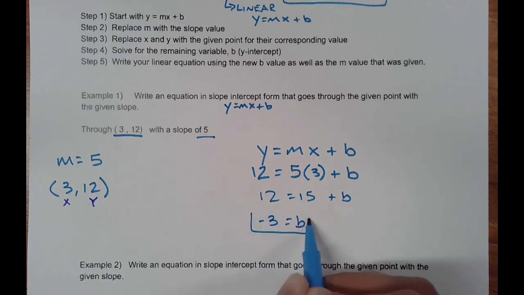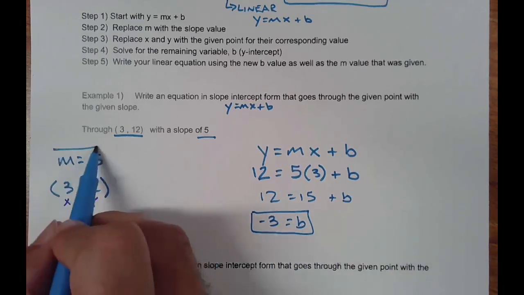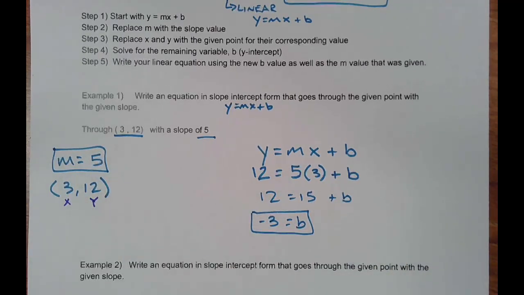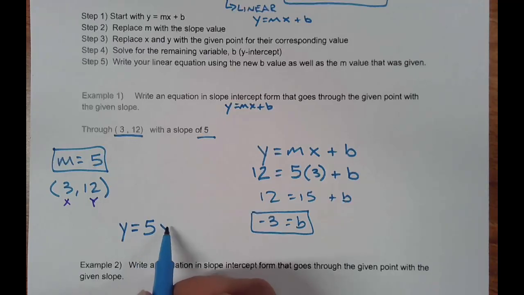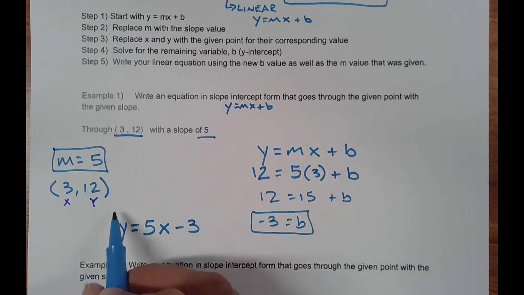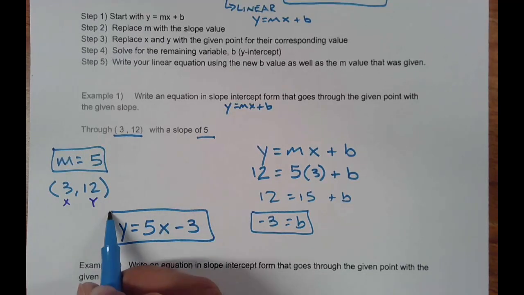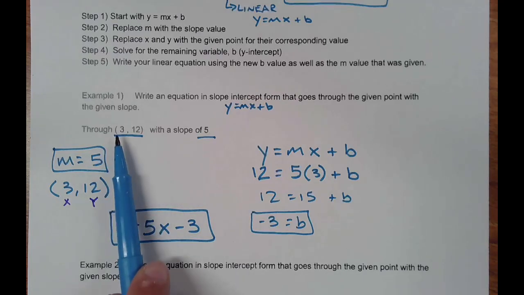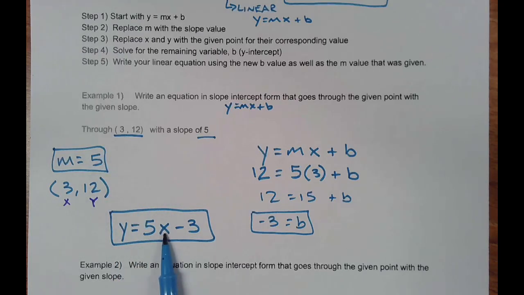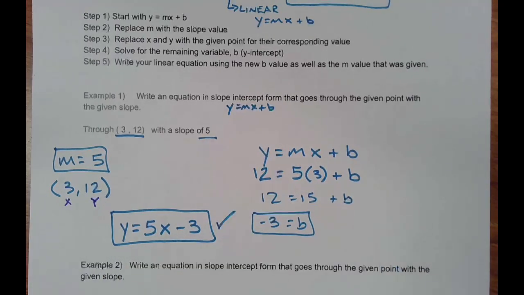Now I have m and b. I can go ahead and write my final equation. So the answer to the question is y equals 5x minus 3. When I write my final equation, I should only have values for my parameters m and b. X and y are going to remain x and y. And then I'm going to check my equation. So I'm going to plug 3 in. 3 times 5 is 15. 15 minus 3 is my output of 12. So I know that this equation works.